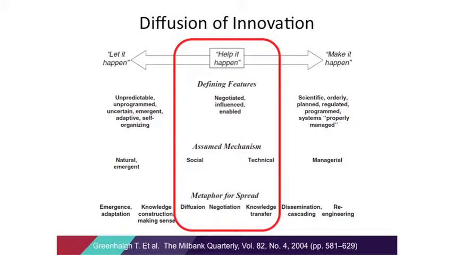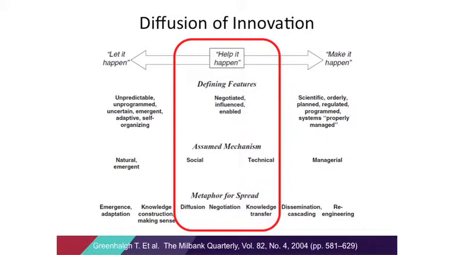And then Trish Greenhalgh talks about the diffusion of innovation. She did a beautiful piece of work, a very thorough analysis of many different literatures about the diffusion of innovation, and came up with this sort of frame that things run from letting them happen to making them happen. But fundamentally, in a complex system, we need to help things happen. And you can see that the language around those different frames is really quite different.